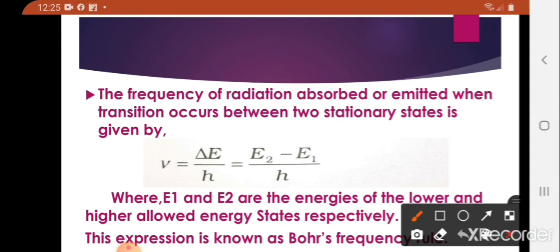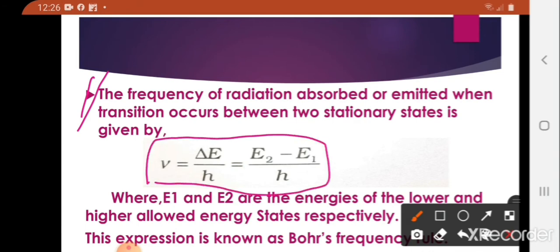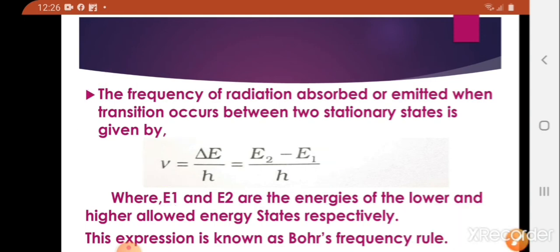Now, this is the third postulate, that is, the frequency of radiation absorbed or emitted when transition occurs between two stationary states is given by nu is equal to delta E by h, that is equal to E2 minus E1 by h, where delta E is the difference between the two orbits, and E1 and E2 are the energies of the lower and higher allowed energy states respectively. This expression is known as Bohr's frequency rule.